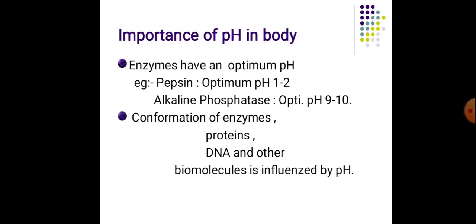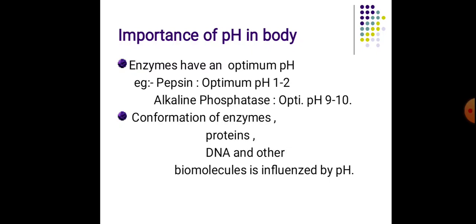The importance of pH in our body is that some of the enzymes in our body work at an optimum pH. For example, pepsin is an enzyme that works at an optimum pH of about 1 to 2, and alkaline phosphatase is another enzyme whose optimum pH is 9 to 10. These enzymes will be active only in the optimum pH.